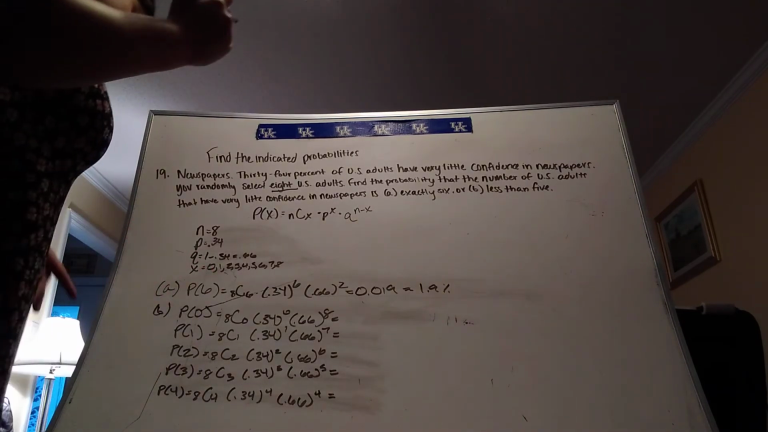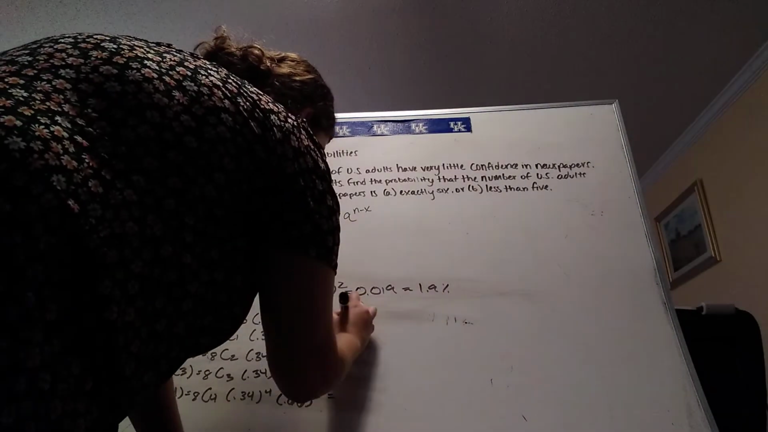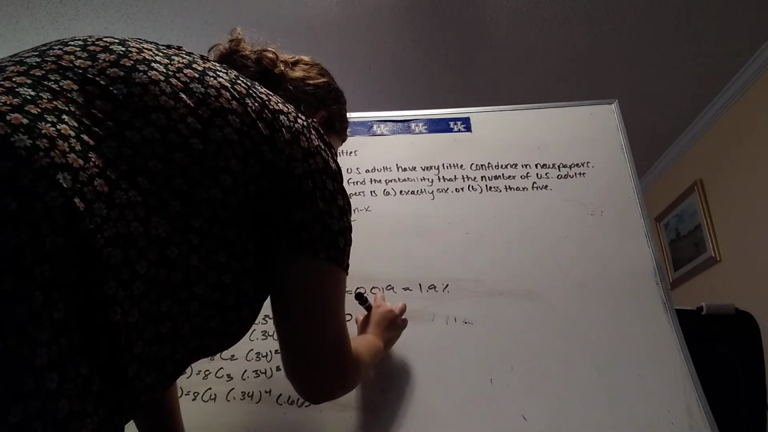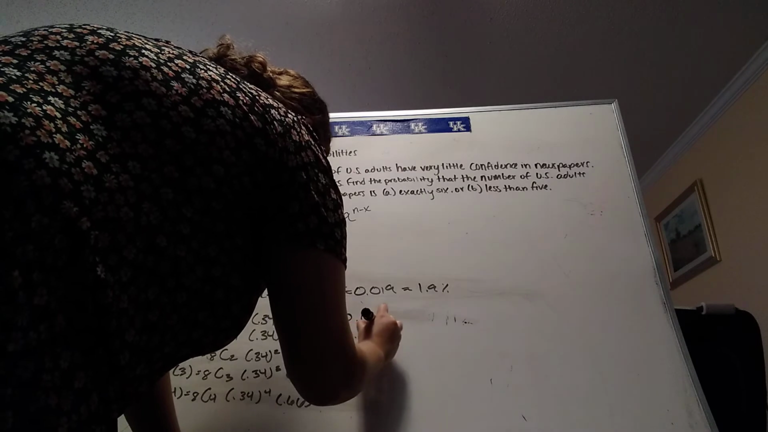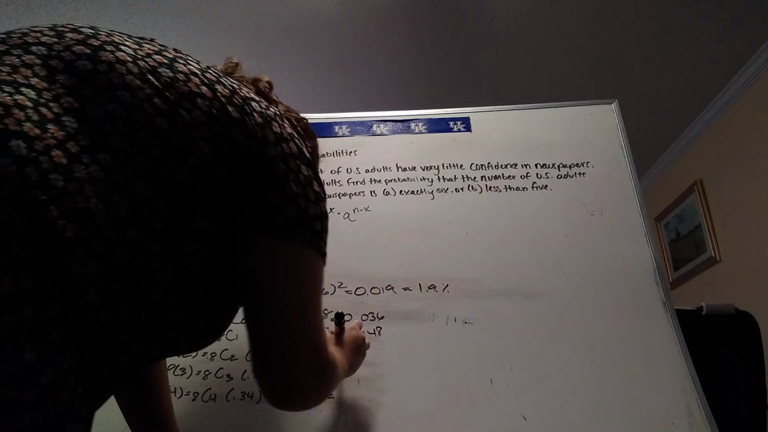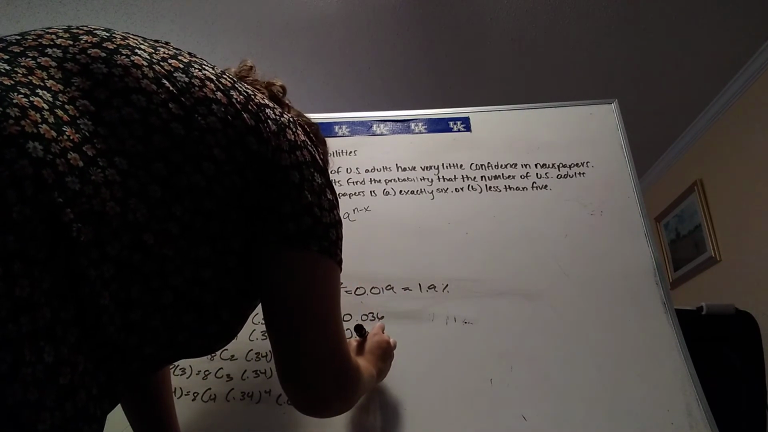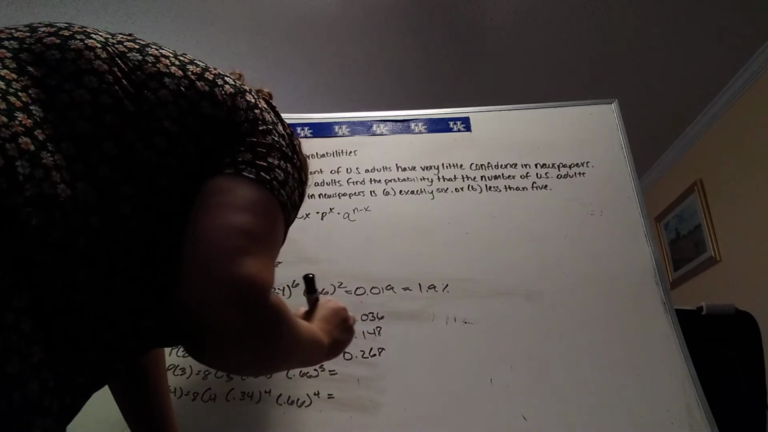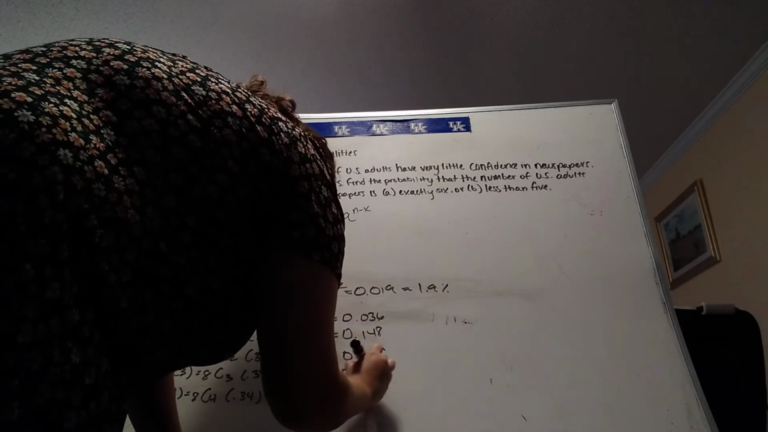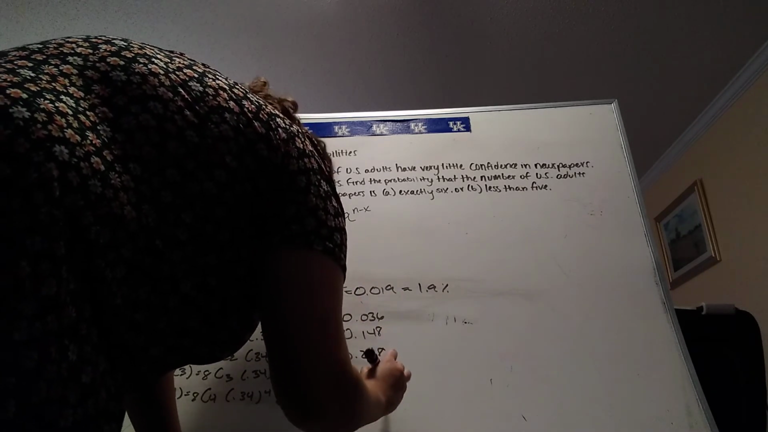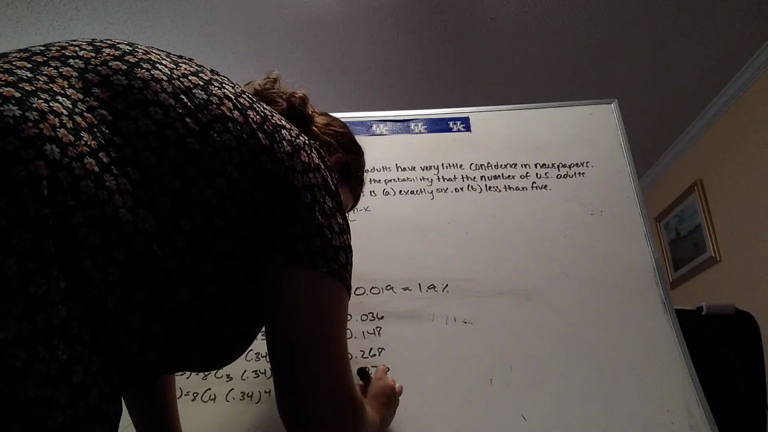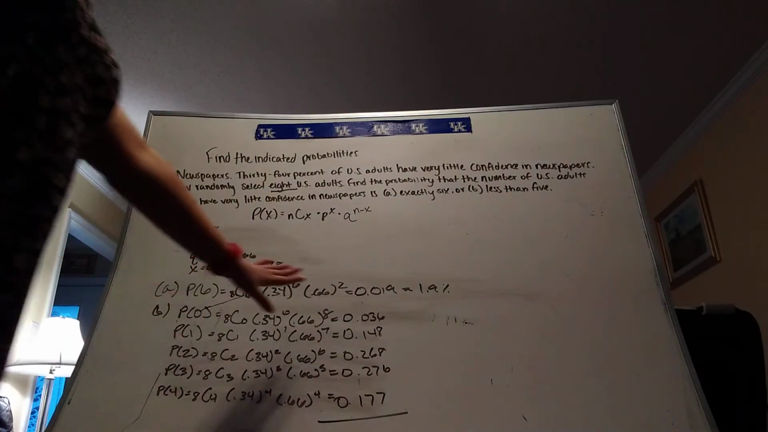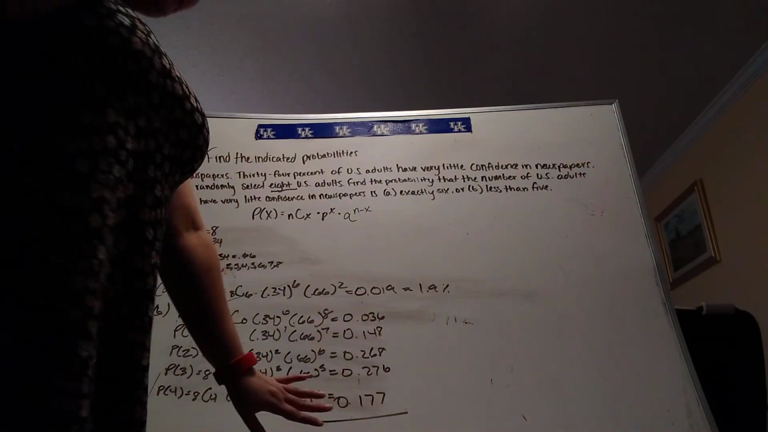And when you do so, you're going to get 0.036, 0.148, 0.268, 0.276, and 0.177. Now your next step is to add all of these values together.